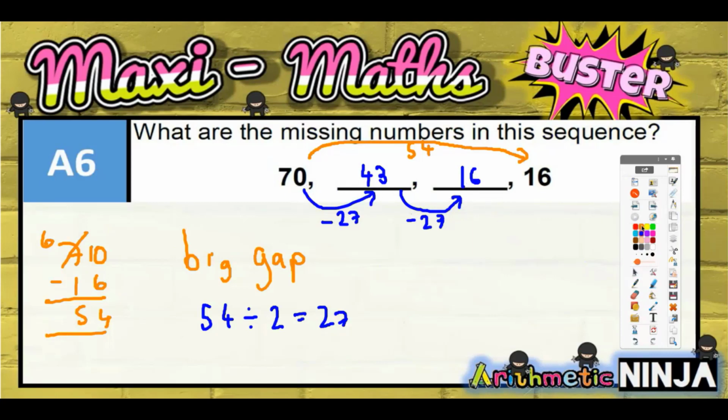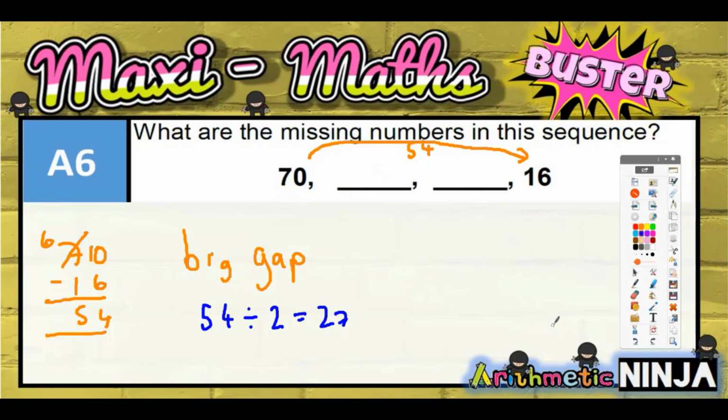Because there are 4 numbers in this sequence, and 16 needs to be the final number in the sequence, not here, the third number in the sequence. So something's gone wrong here. And the whole reason why this has gone wrong is because that big gap of 54, we've just divided it by 2, but we shouldn't have done that.